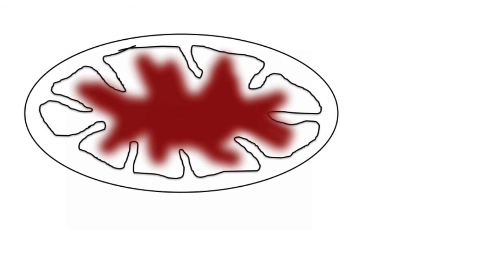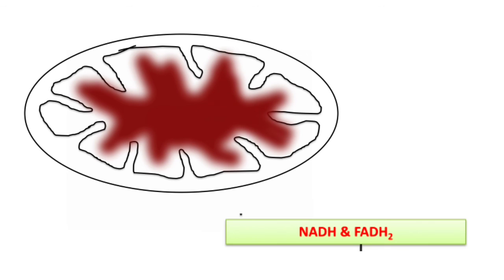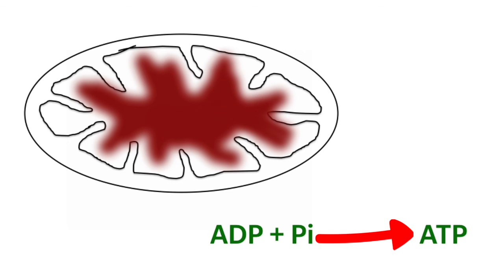Matrix also contains NAD and FAD. These are the oxidized forms of coenzymes which are required as hydrogen acceptors. And it also contains ADP and inorganic phosphate which are used to produce ATP.